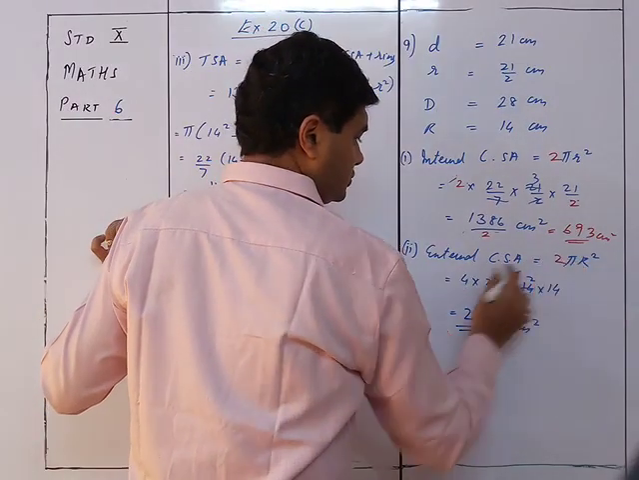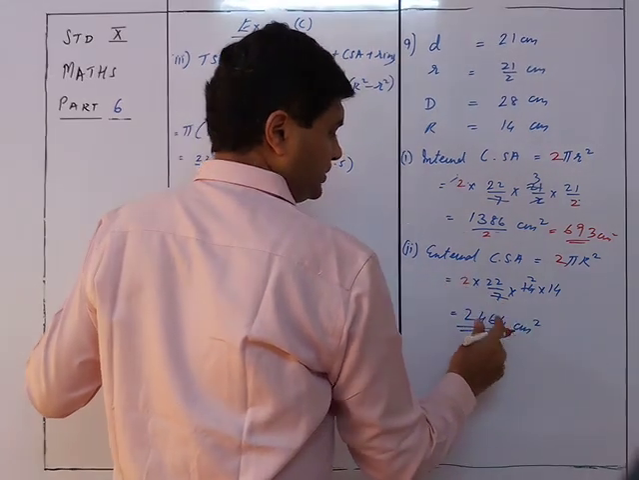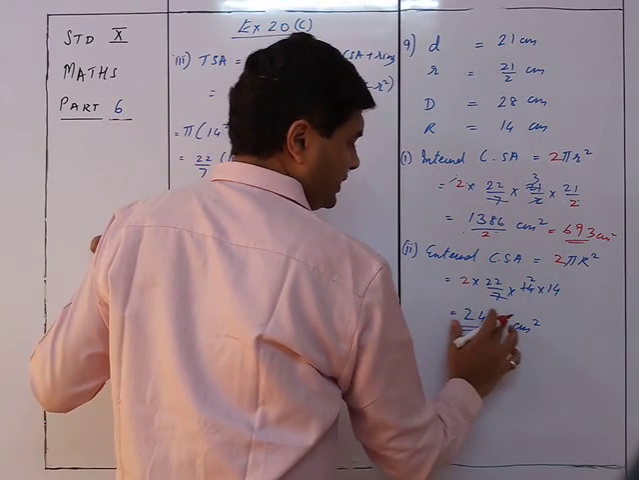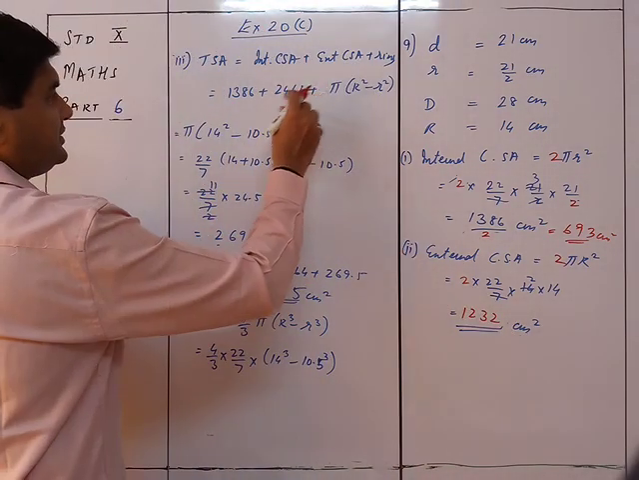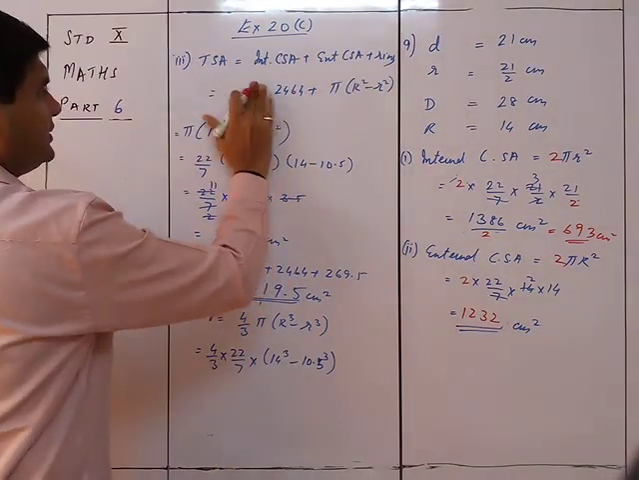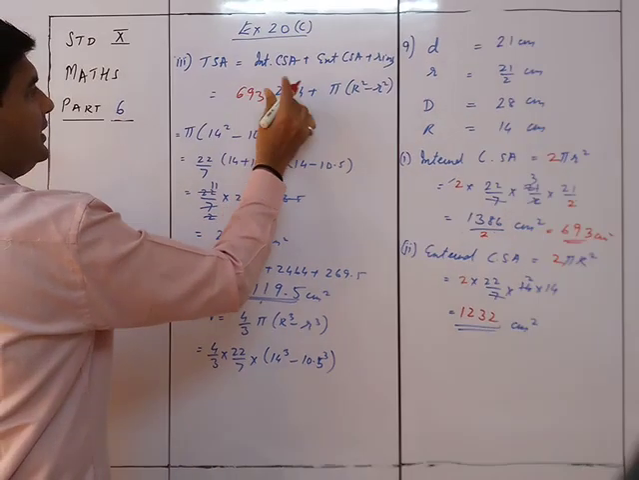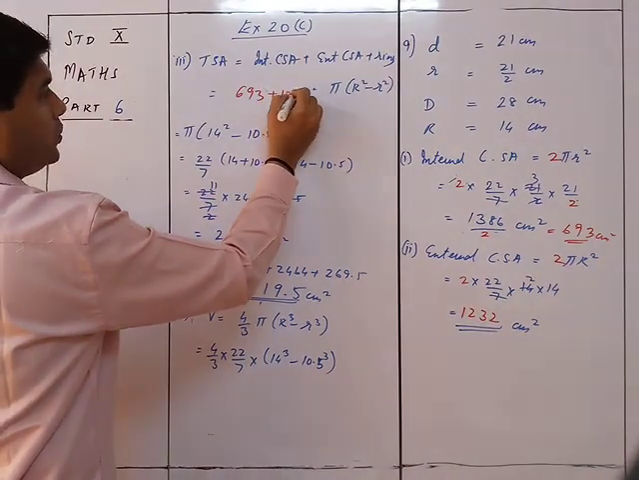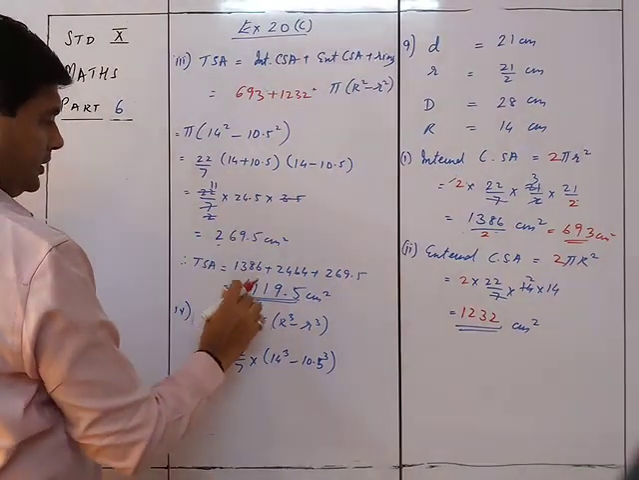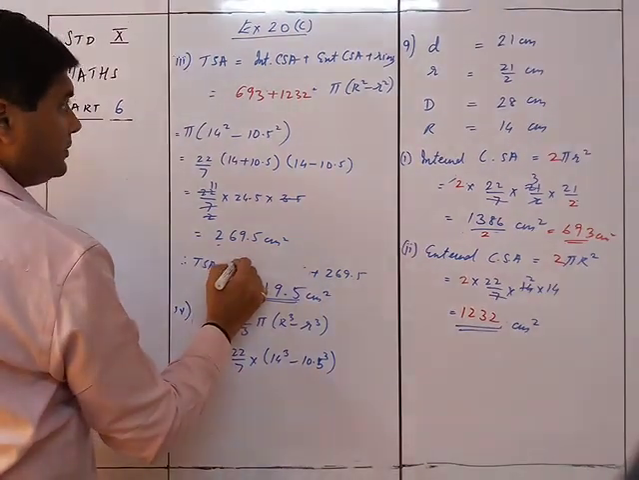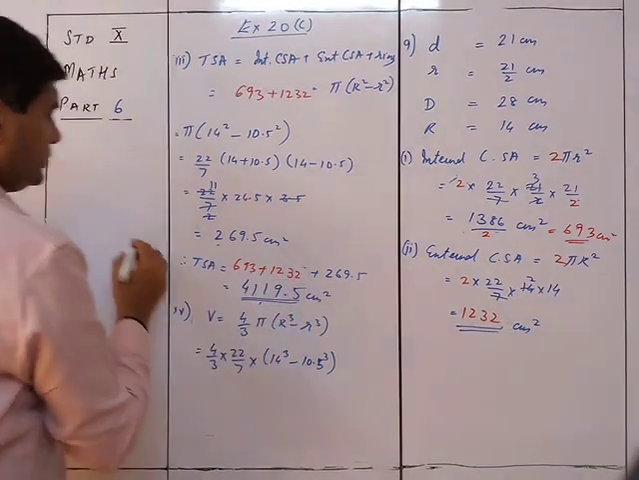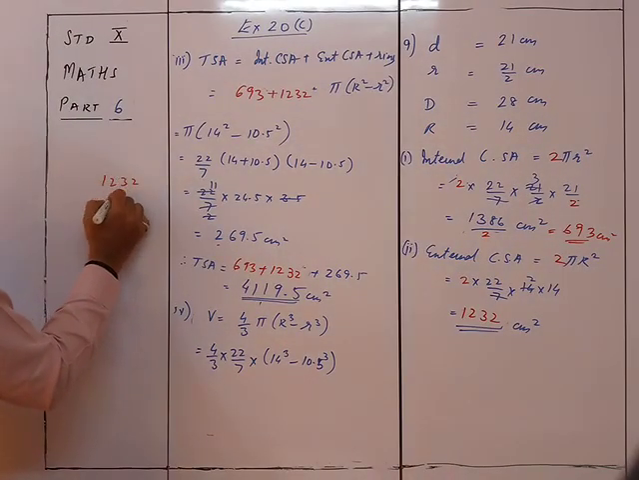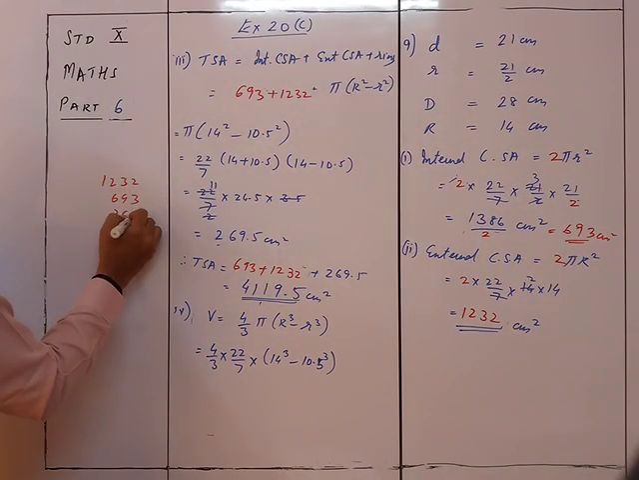Over here, same thing, 2 over here. So this is going to be 2464 upon 2, which is 1232, and this is going to remain the same. So this is 693 plus 1232 plus 269.5. So it will be 1232, 693 and 269.5.